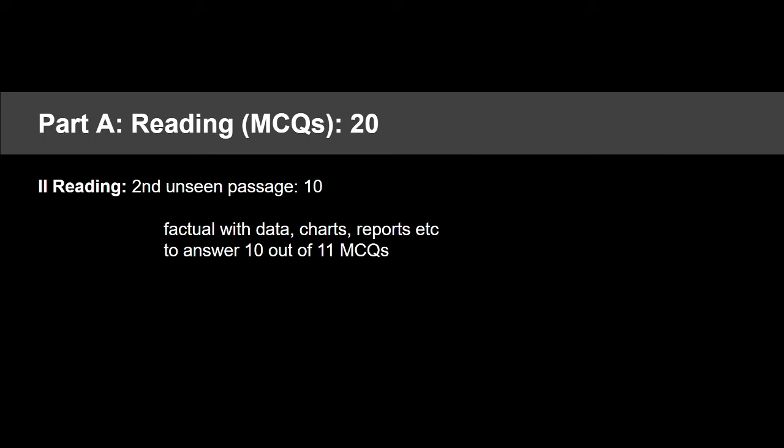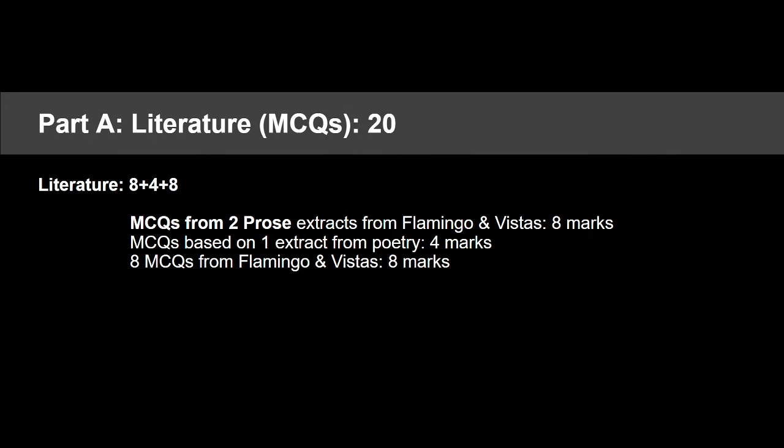Now next is that of literature. In Part A, the literature questions also will be all MCQs and they will carry 20 marks. The breakup is 8 plus 4 plus 8. MCQs from two prose extracts from Flamingo and Vistas carry 8 marks. And again MCQs would be from one extract from poetry carrying 4 marks, and 8 MCQs from Flamingo and Vistas carrying 8 marks.